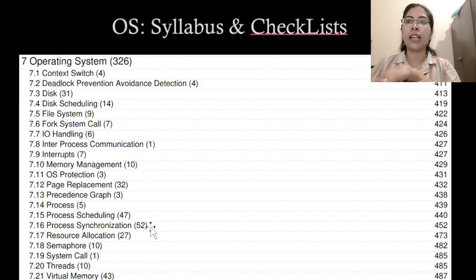So you can see that the process synchronization has 52 questions, which is a very high weightage topic. Process scheduling 47 questions, which is also a very high weightage. Resource allocation 27 questions, semaphore 10 questions, system call 1 question, threads 10 questions, virtual memory 43 questions. Virtual memory is also a very high weightage topic. So these three topics, process scheduling, process synchronization, and virtual memory, are very important topics. So you should never miss these topics.